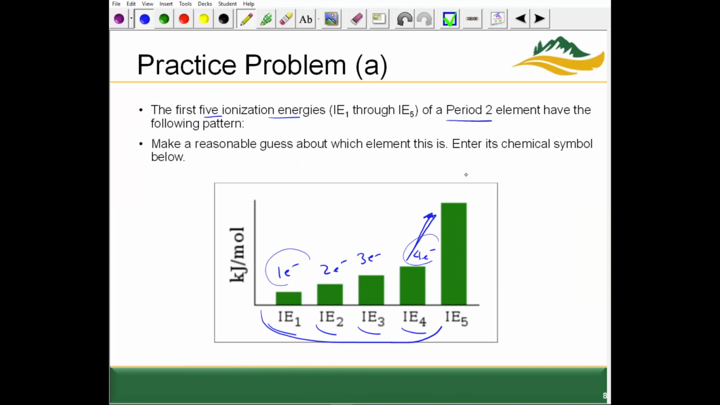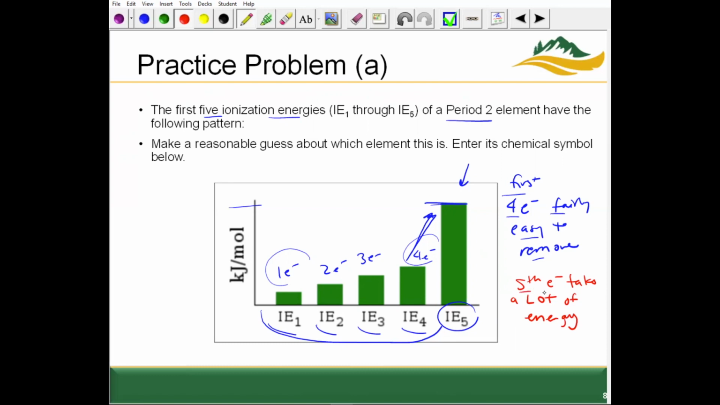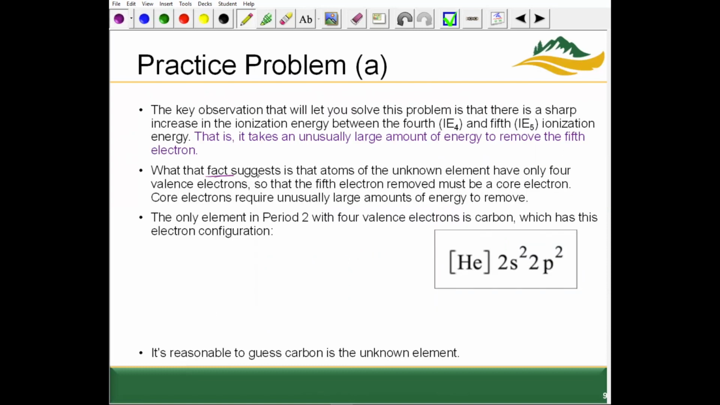Then though, when we're trying to remove a fifth electron, we see a huge jump in ionization energy. So the first 4 electrons are fairly easy to remove. But the fifth electron here, this takes now a lot of energy to remove. So what this suggests is that atoms of this unknown element that we need to identify, they only have 4 valence electrons.